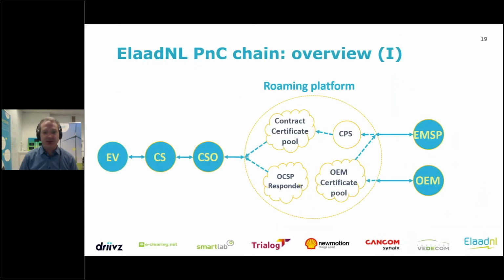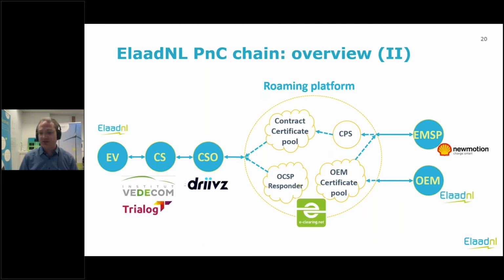Now, a little bit more in depth, like I already mentioned, we have a roaming platform set up. We have contract certificate pools and an OEM certificate pool, as described in the VDE application rule. So these are the roles, and this is how it looks. And the companies, so you'll locate them inside the picture. So we have the e-mobility service provider, Motion. The OEM and the car will be an Elaad emulator here in the lab. We have eClearing as the roaming platform, and Drives as a charging station operator that operates the charging station from a three-log vehicle.